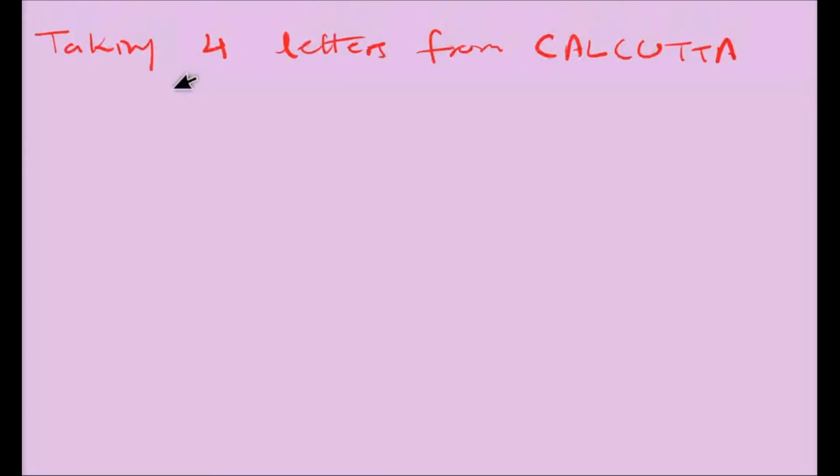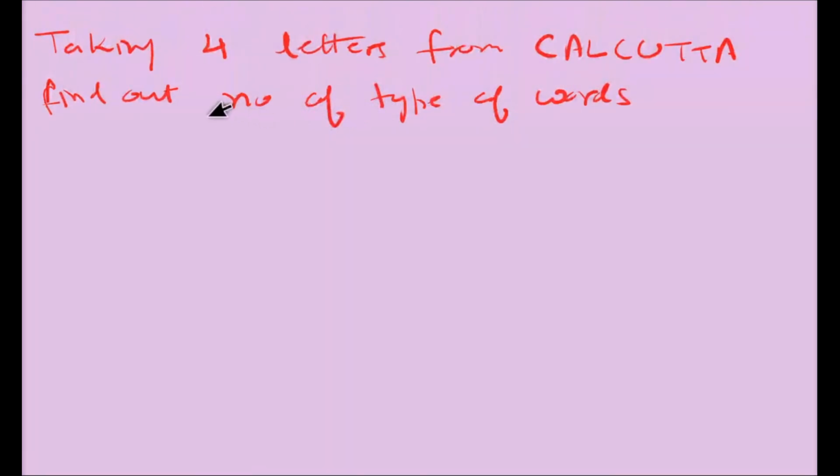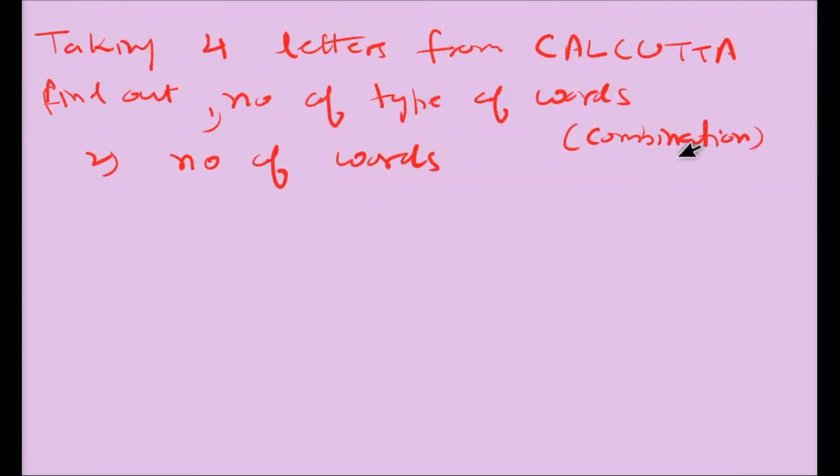Taking 4 letters from Calcutta, find out the number of types of words, and the number of words. Types of words means combination, and number of words means arrangement, that is, permutation.